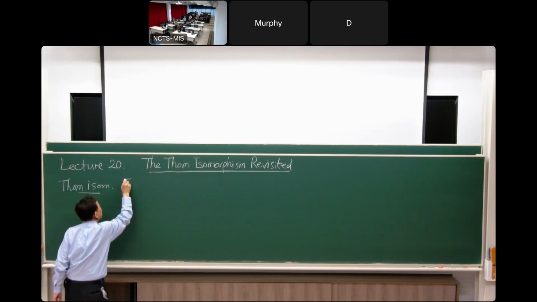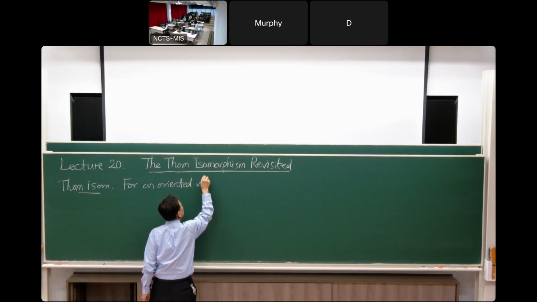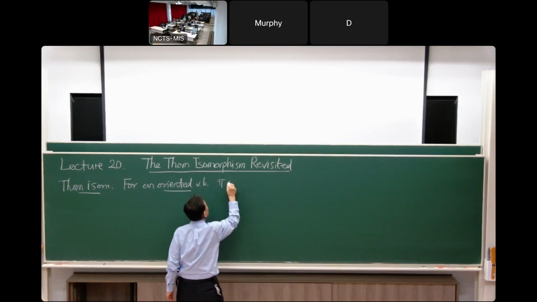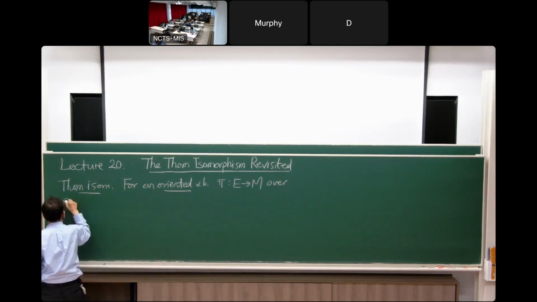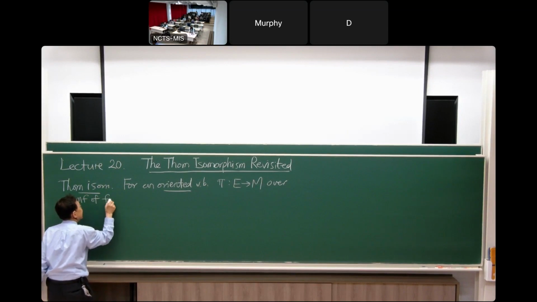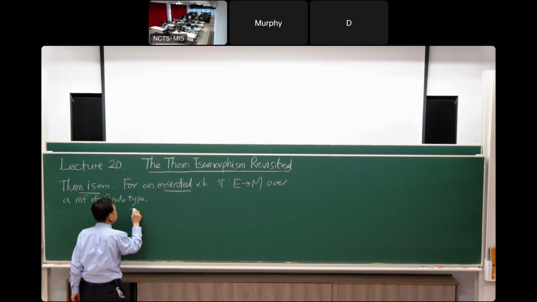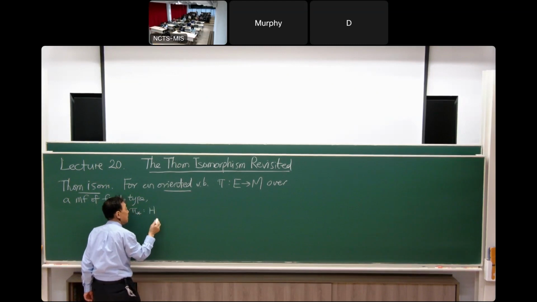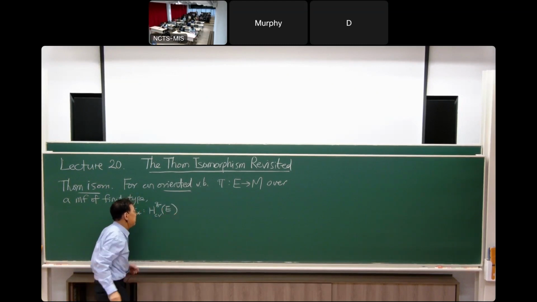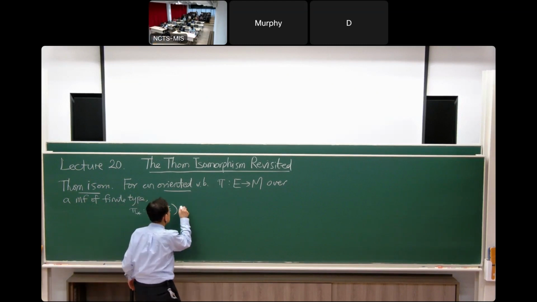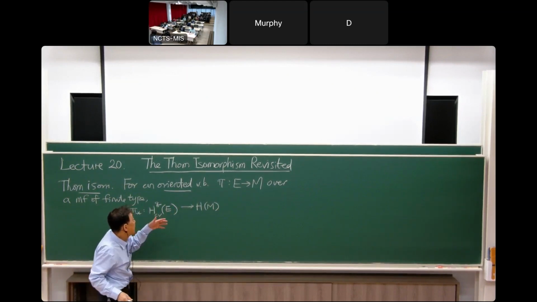says that for an oriented vector bundle pi from E to M, so over a manifold of finite type, integration along the fiber induces an isomorphism from the cohomology with compact vertical support of E to the cohomology of M, but you need to lower the degree by R.